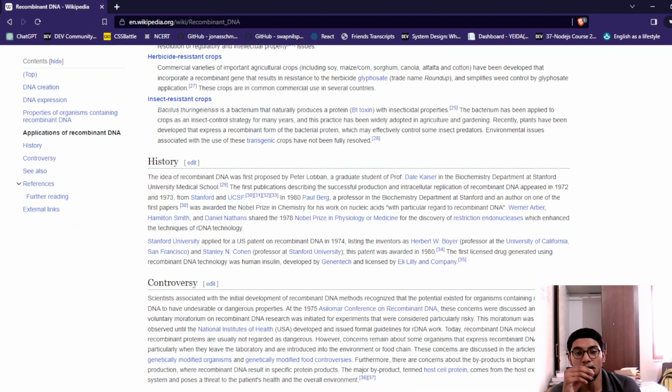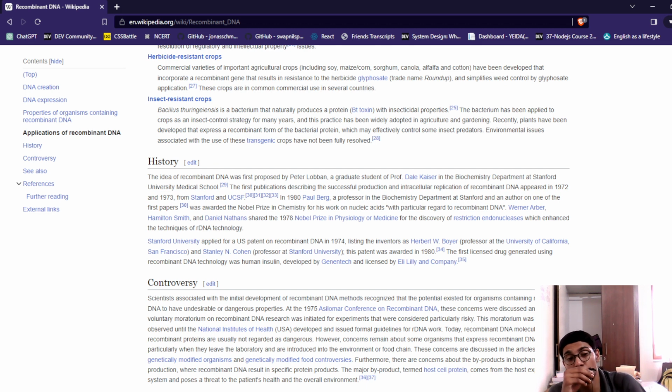Stanford University applied to the US patent office for a patent on recombinant DNA in 1971, listing the inventors Herbert W. Boyer, professor at the University of California, San Francisco, and Stanley N. Cohen, professor at Stanford. Their patent was awarded in 1980. The first licensed drug generated using recombinant DNA technology was human insulin, developed by Genentech and licensed by Eli Lilly and Company.